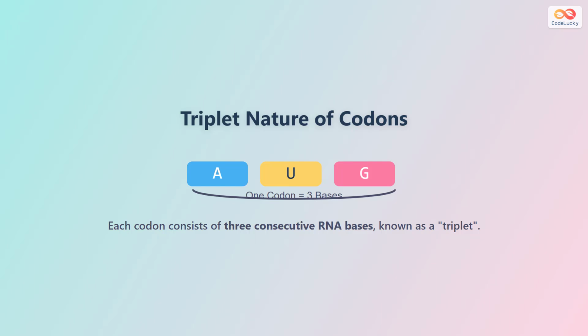Each codon consists of 3 consecutive RNA bases, which is why we call them triplets. For example, the sequence adenine-uracil-guanine forms 1 complete codon. The triplet structure is crucial because it provides enough combinations to code for all 20 amino acids used in proteins. If codons were only 2 bases long, there would only be 16 possible combinations, which wouldn't be enough.